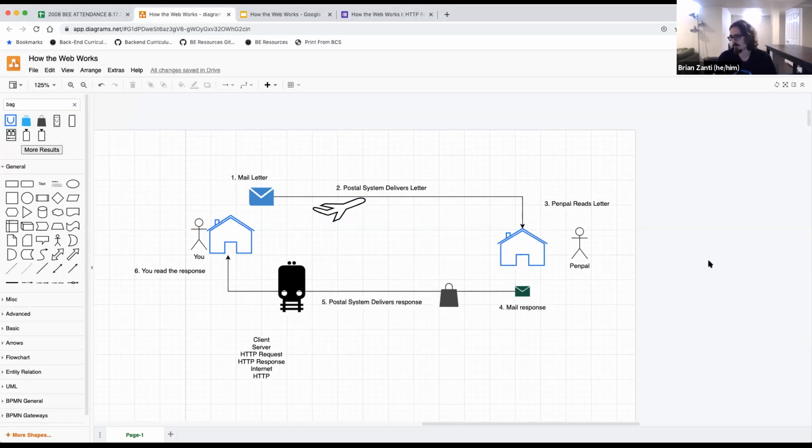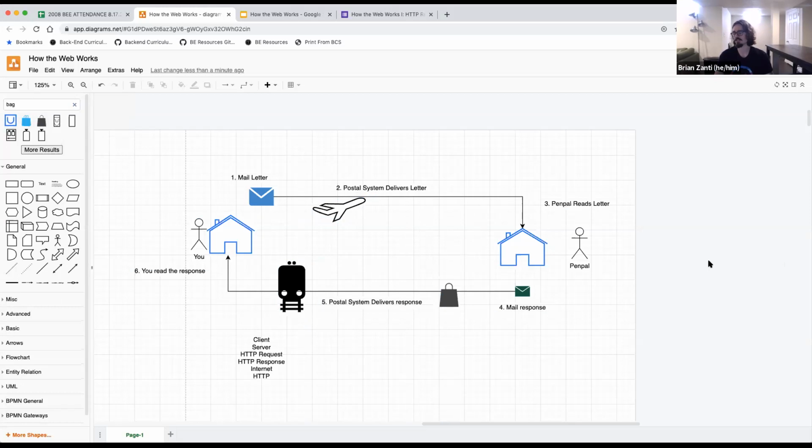But do we really care about it? Not really. I don't really care how my letter gets delivered. All I need to know is that I write a letter, and my pen pal receives it. So I mentioned the layers of the internet earlier. That's kind of what I mean when I say we don't really need to worry about the bottom layers.